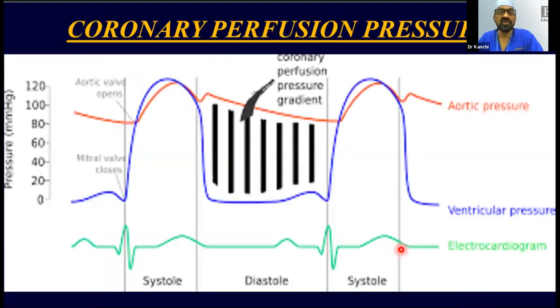Coming to a couple of physiological principles, we should know that the heart is supplied by blood during the diastolic phase. This is the systole, this is the diastole, and the blood flow to the coronaries occurs as a result of coronary perfusion pressure, which is the difference between the aortic diastolic pressure and the left ventricular end-diastolic pressure.